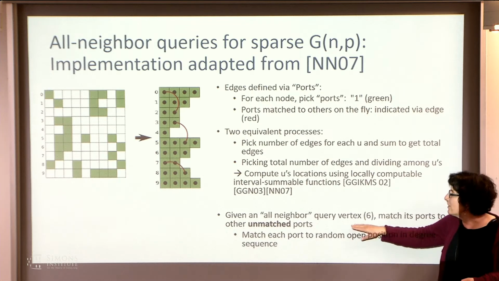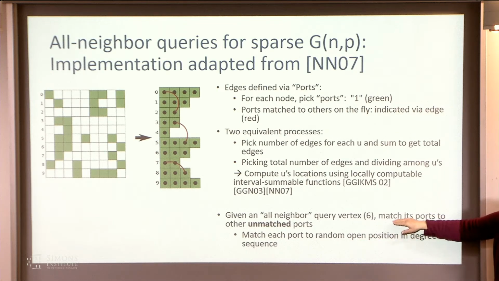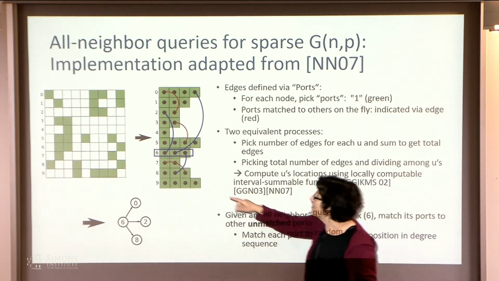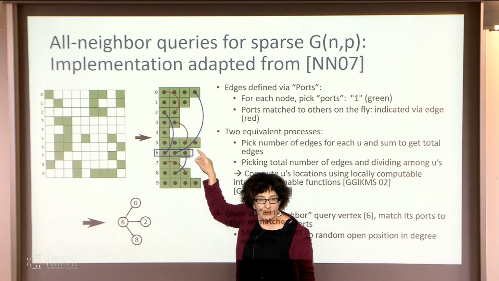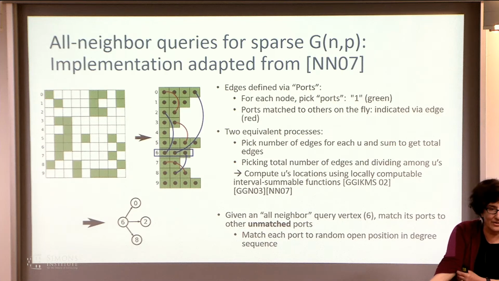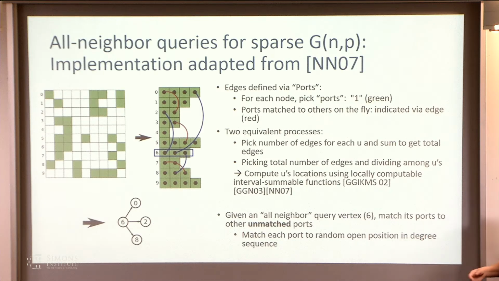So then when you are given an all-neighbor query, let's say for node 6, what you can do is match its ports to other unmatched ports. I'm not going to fully describe that right now, but I'm going to talk about similar ideas later on and give more pictures for how to do that. But it's all using these notions of interval summable functions. First of all, you have to figure out where node 6's ports are, and then you have to have a collection of the currently unmatched ports, and you need to pick from them randomly. And you can do it with interval summable functions.